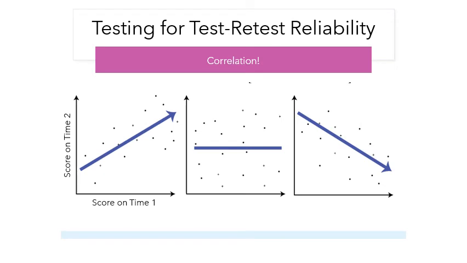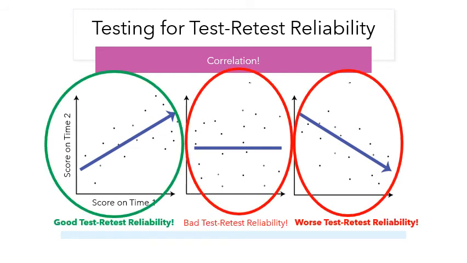So, how do we test for test-retest reliability? Well, we essentially just use correlation. You've learned about correlation to some degree in some of your other classes. If you need help with correlation, just let me know. Essentially all we're saying is, how does the score at time 1 relate to the score at time 2? We're seeing either a positive trend, a flat line which means there's no trend, or a negative line which means there's a negative trend. Really, what we want to see is a positive trend.